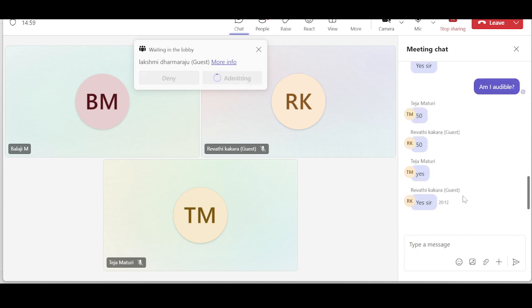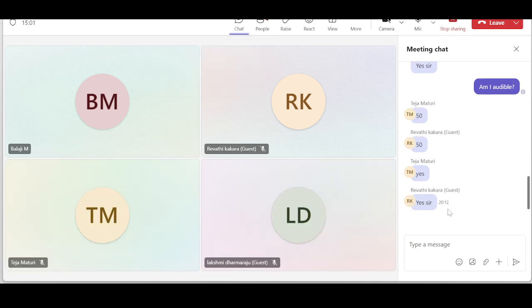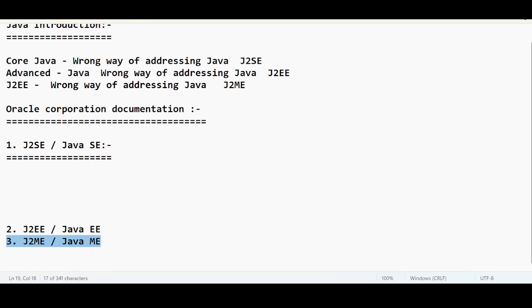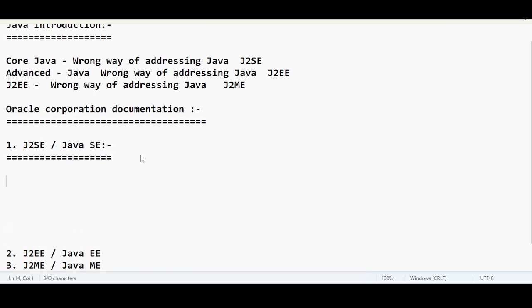Okay, we can have fun, but make sure that you are interacting with me. So, what did I just say? As per the Oracle Corporation documentation, you have Java 2 Standard Edition, J2ME, and J2EE. Let us understand one by one. So far so good. What do you mean by J2SE? What does it really mean?